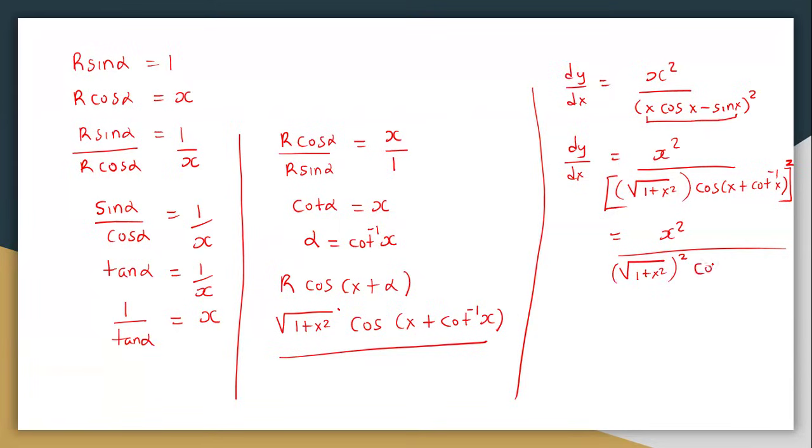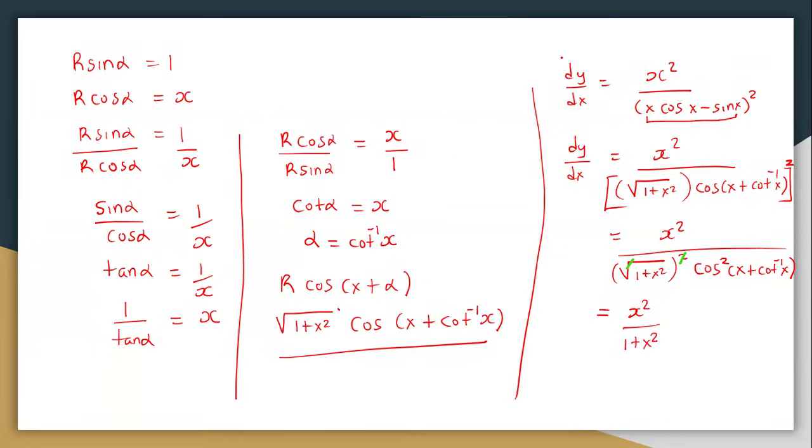Then I also square that one. That one becomes x cos squared x plus cot inverse of x, like that. Now you notice from here that these two and this one are going to cancel. So you are going to remain with x squared out of 1 plus x squared.